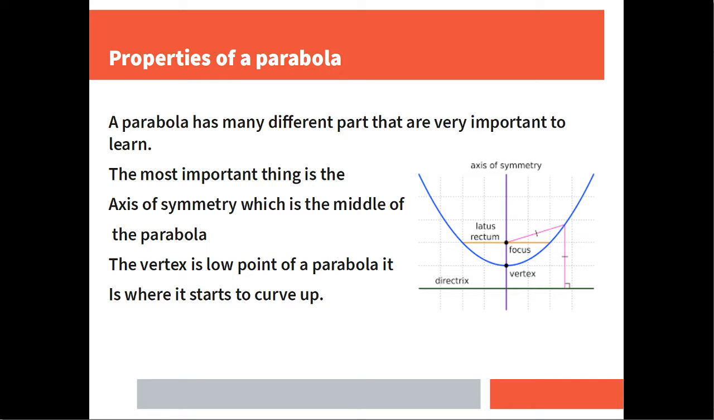A parabola has many different parts that are very important to learn. The most important thing is the axis of symmetry, which is the middle of a parabola. The vertex is the low or high point on a parabola, and it's where it starts to curve up or down. It is also along the axis of symmetry.